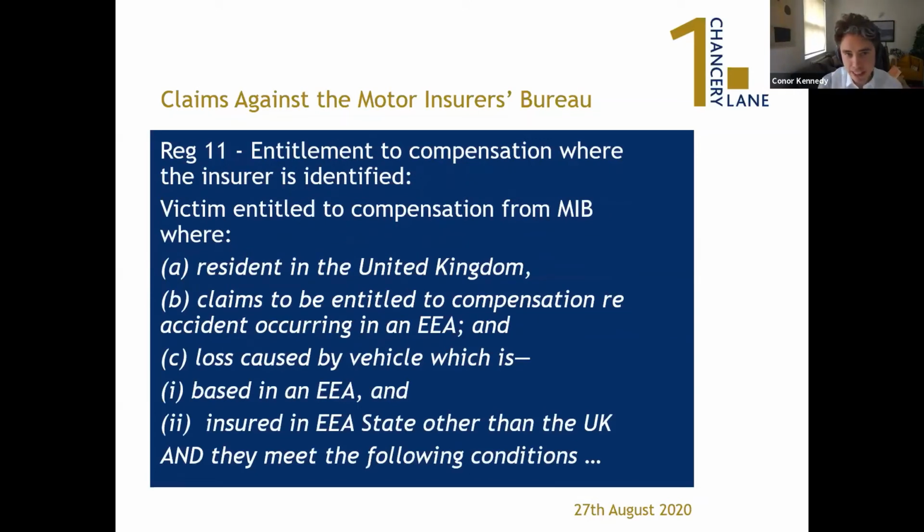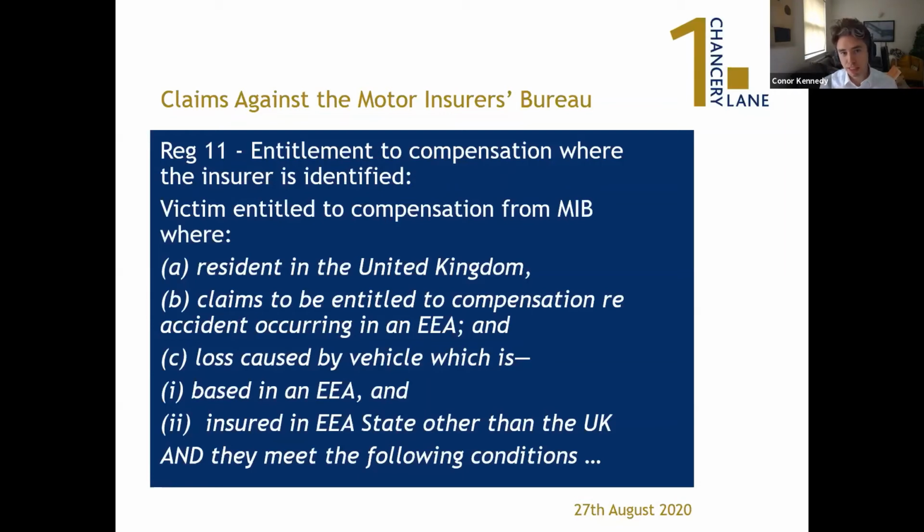So Regulation 11 of these 2003 regs. So these are two separate situations. First one we're looking at is Reg 11 and 12, where we know that there is an insurer, and Reg 13 deals with uninsured or where you can't trace the vehicle. So starting with where there is an insurer, Regulation 11, where the insurer can be identified.